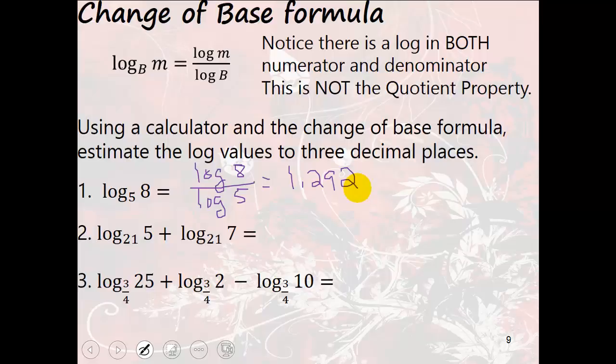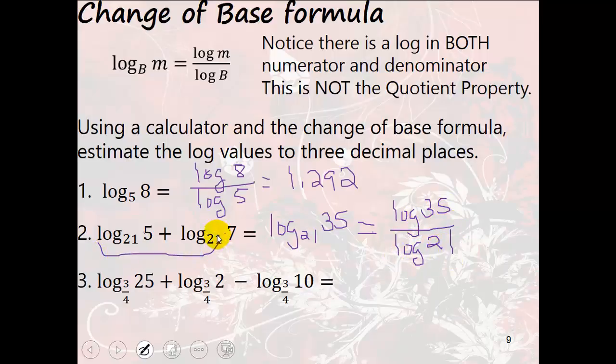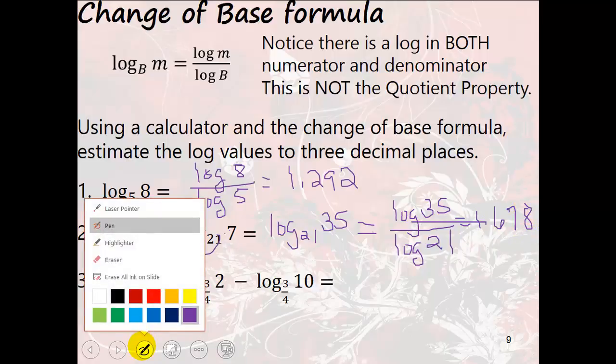All right, so sometimes we can condense them first. So this is log base 21 of the input 35. I multiplied my two inputs together. Now I can estimate it by going log base 10 of 35 divided by log base 10 of 21. All I did was condense and then use the change of base. All right, and when I do this, I get 1.678.